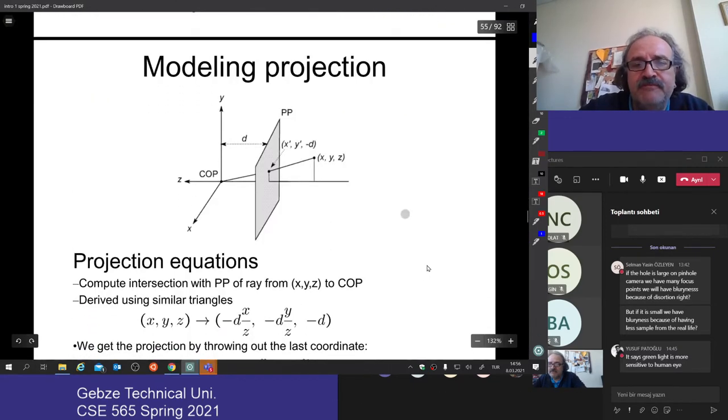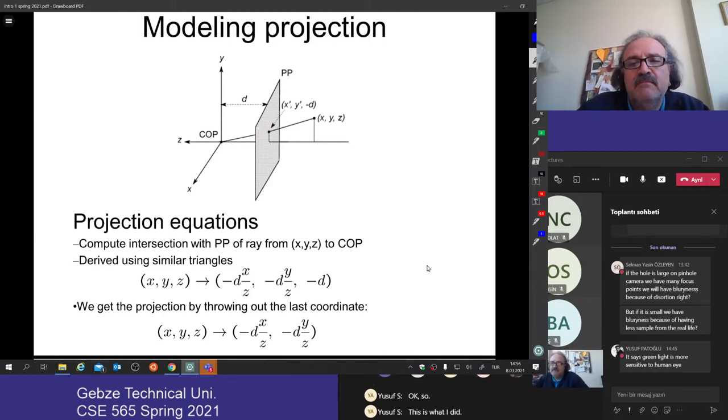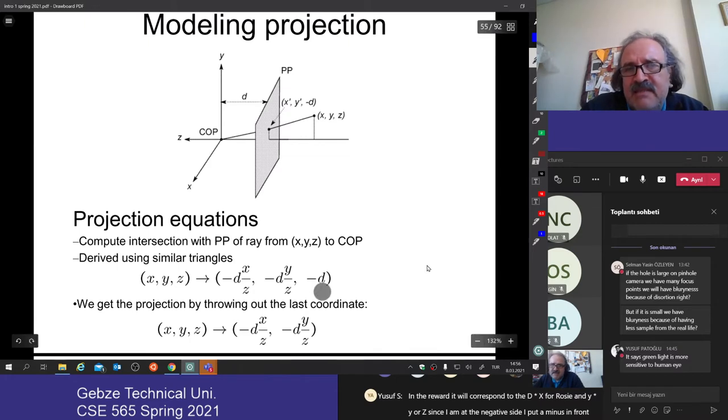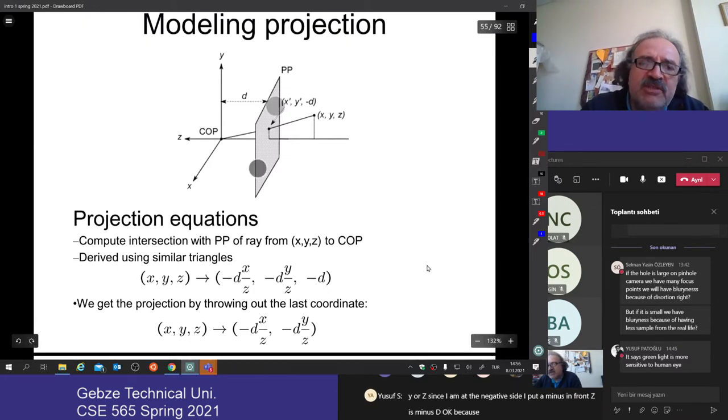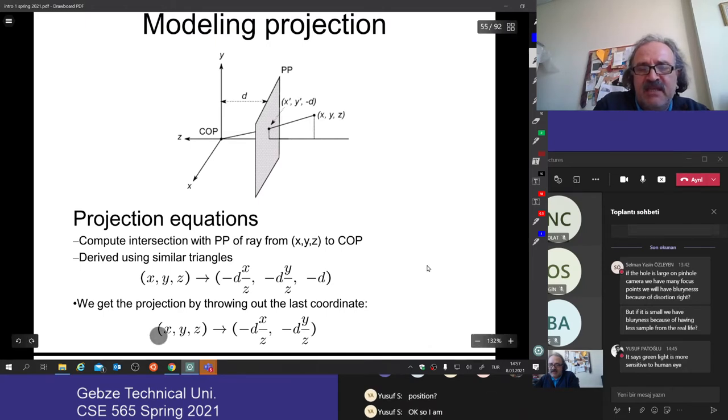Okay, so this is what I did. If I have XYZ in the real world, it will correspond to D times X over Z and D times Y over Z. Since I am on the negative side, I put a minus in front. Z is minus D, because the projection plane is at that position. So I am projecting a three-dimensional point to a two-dimensional point.